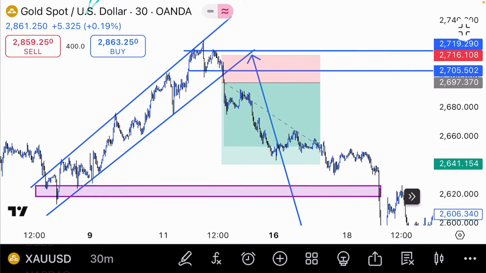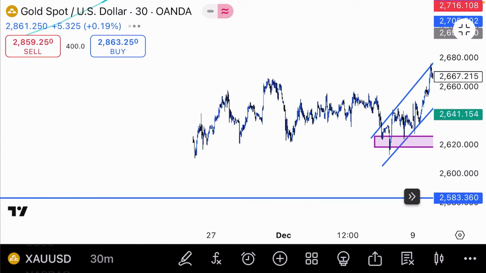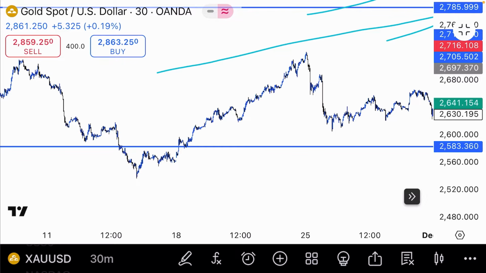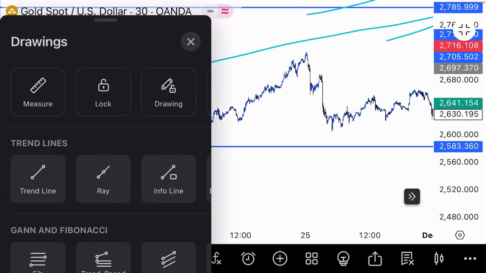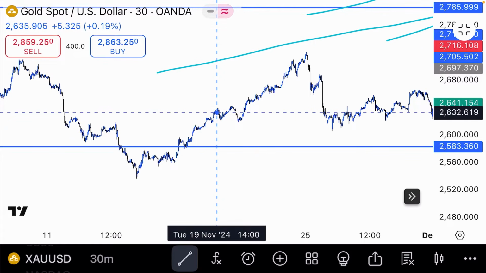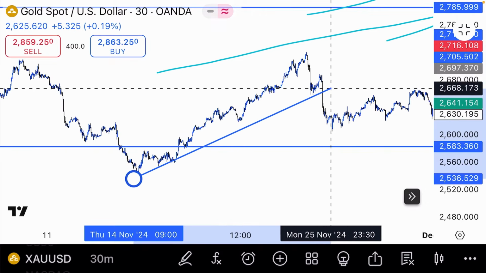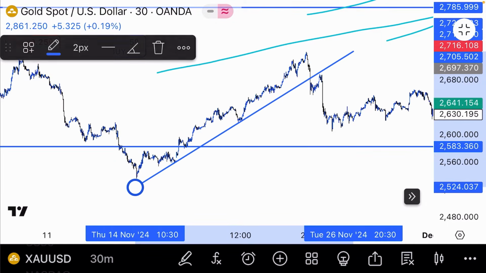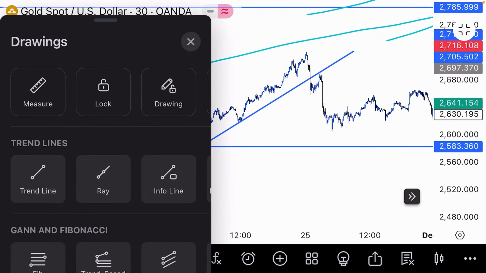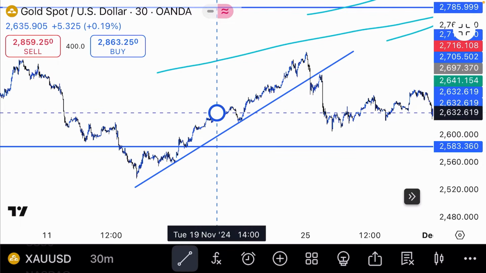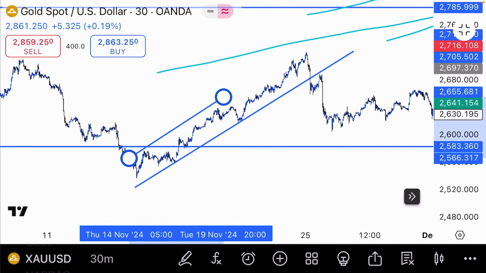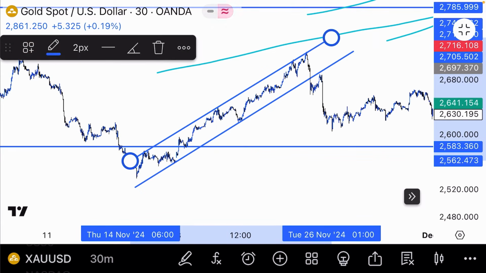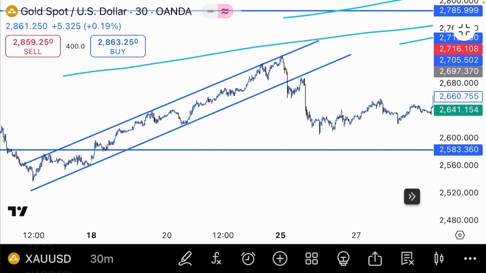Let me show you another example so you can understand more, right? Let's go back in time. I found another one just here. You see, there was another one. Let me show you how you would trade it if you learned the strategy. First, we put the trend lines here. As you can see, I just put my trend lines here.